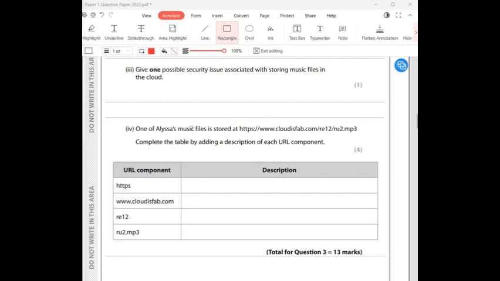Okay. Next one, we got one of Alyssa's music files is stored at this web link. So we need to complete the table by adding a description of each URL component. HTTPS, that's protocol, 1 mark. Next bit, that's the domain name, that's 1 mark. RE12, that's the folder. That's the folder and directory. And then the last one, that's the file name. Mention those, 4 marks, done.